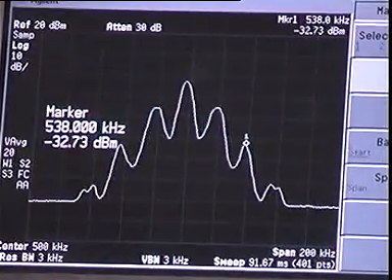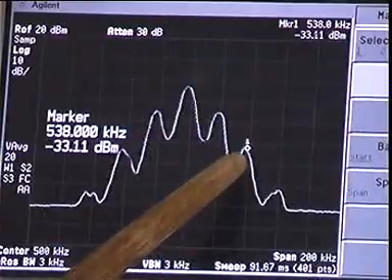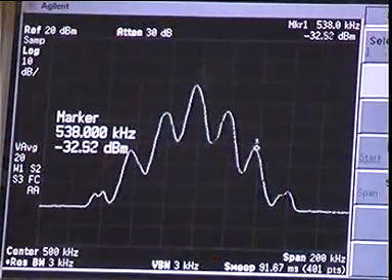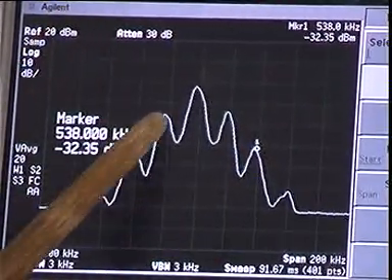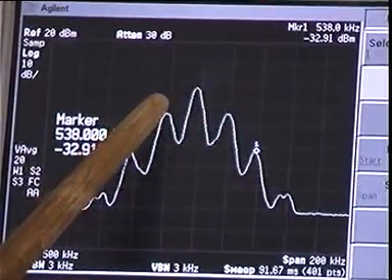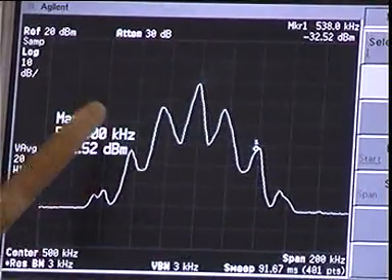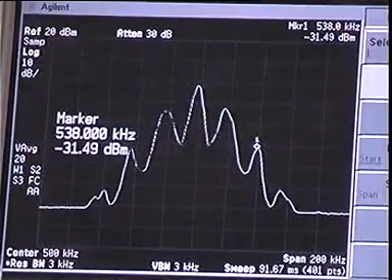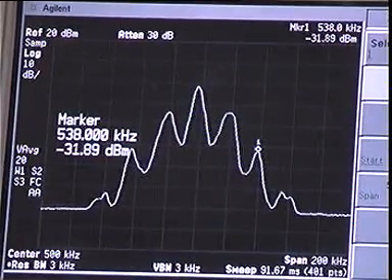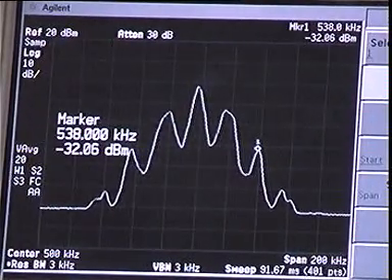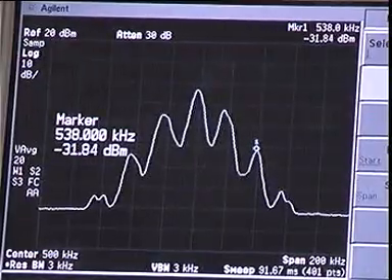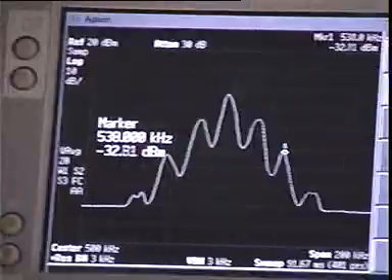So it's fc plus fm, fc plus 2fm, fc plus 3fm, and so on. Likewise on this side, you will have fc minus fm, fc minus 2fm, fc minus 3fm, and so on. If I increase the message signal amplitude further, you will have more sidebands. You will have fc plus 4fm, fc minus 4fm, fc plus 5fm, fc minus 5fm.